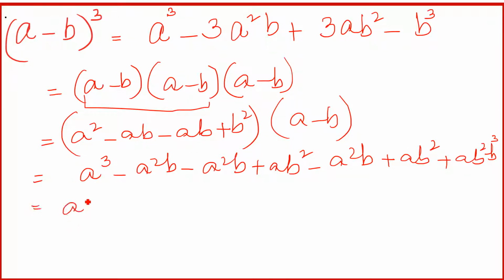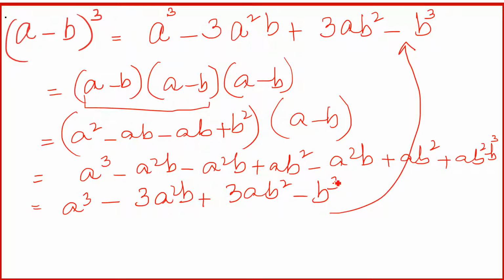So see here, a cube, we have negative 3a square b, which is a square b 3 times, and 3 times we have positive ab square, and then at the end we have negative b cube, which is the same as what I have told you, right? So we have proved it here. In the exam they can ask you, prove that a minus b whole cube is equal to this. So you have to write down 3 times a negative b and multiply each other, and you will get this.